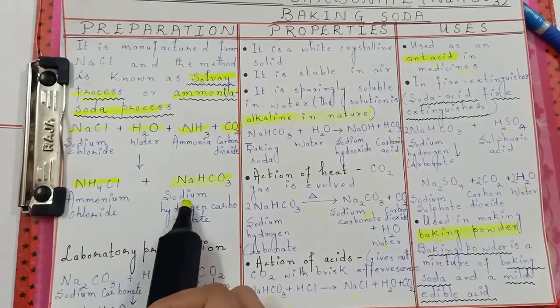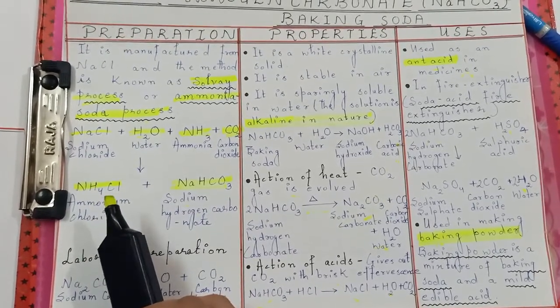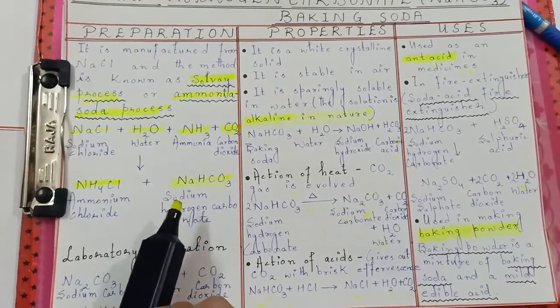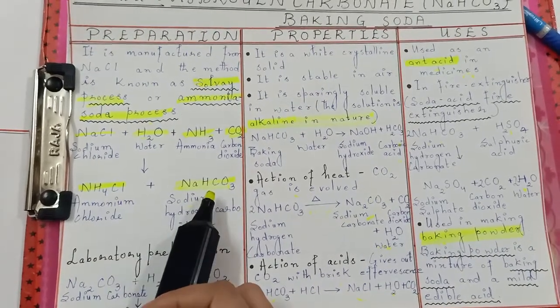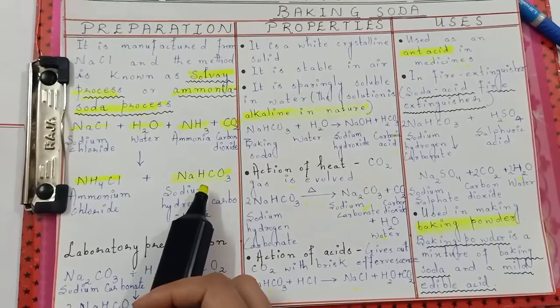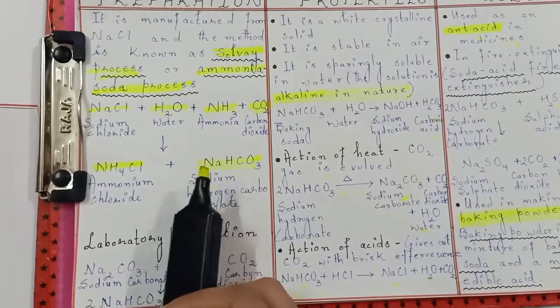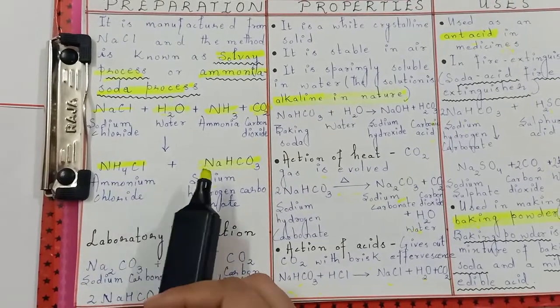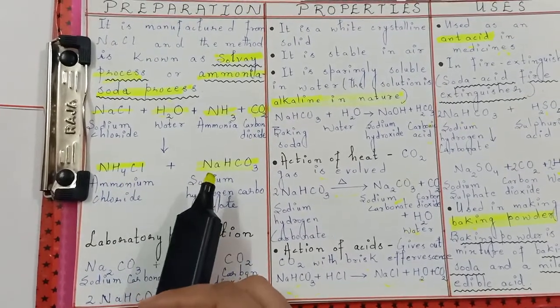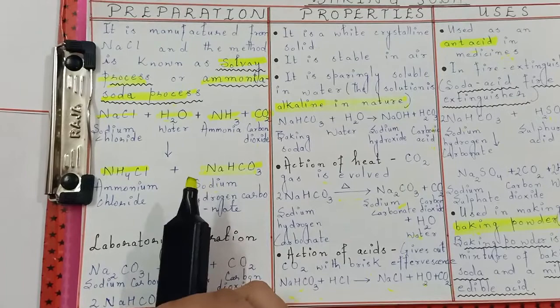Now we are going to separate these two components based on their difference in solubility. Ammonium chloride is very much soluble in water. On the other hand, sodium hydrogen carbonate is sparingly soluble in water. As a result, the ammonium chloride dissolves, and the sodium hydrogen carbonate can be separated by the filtration process.